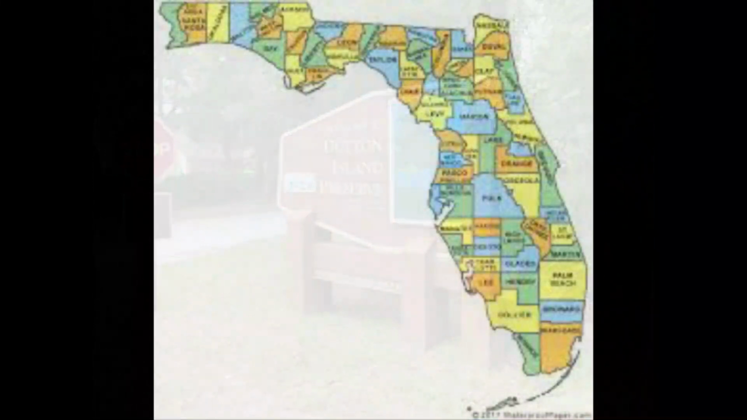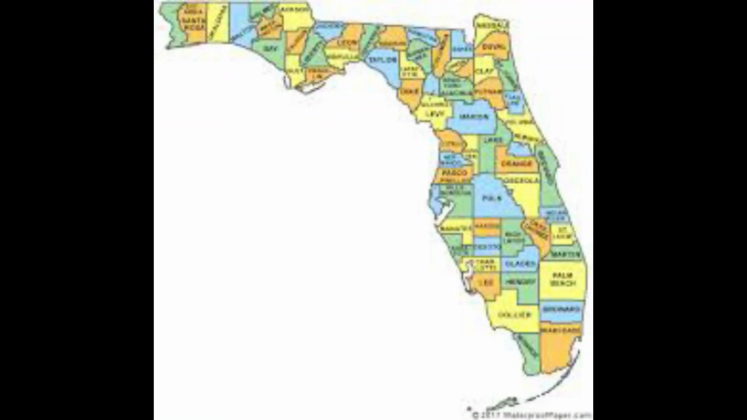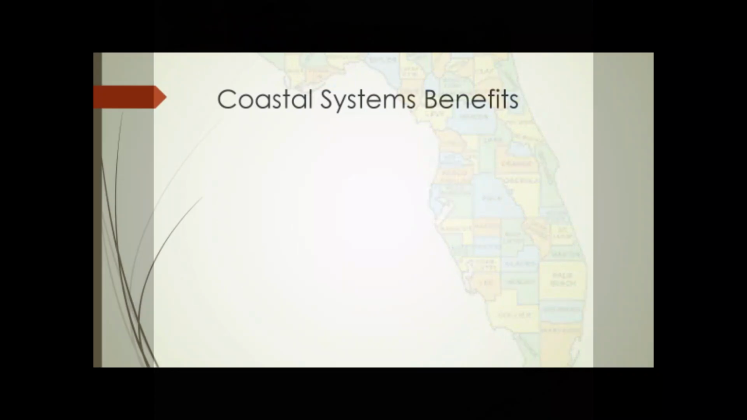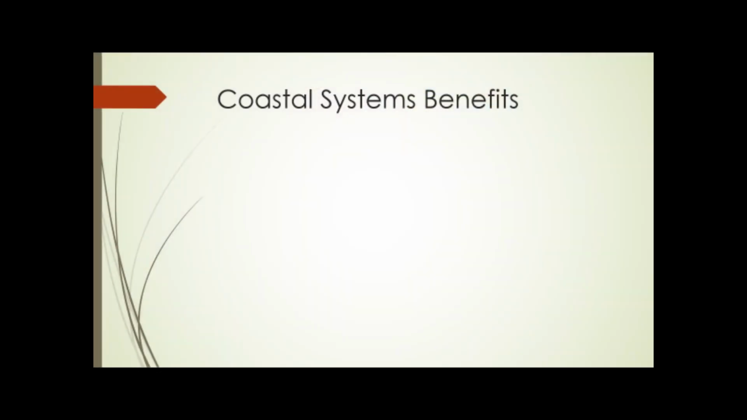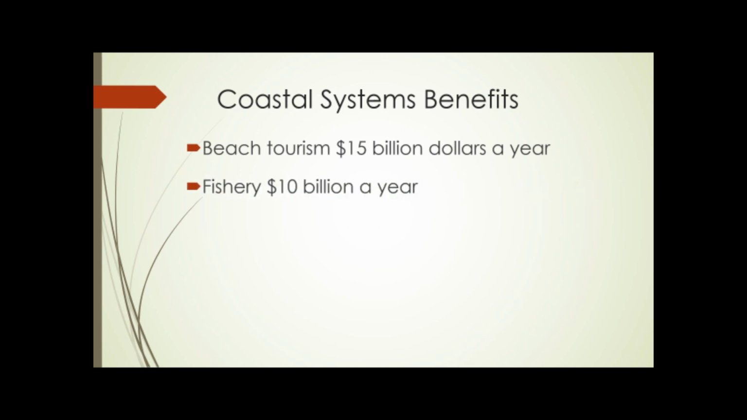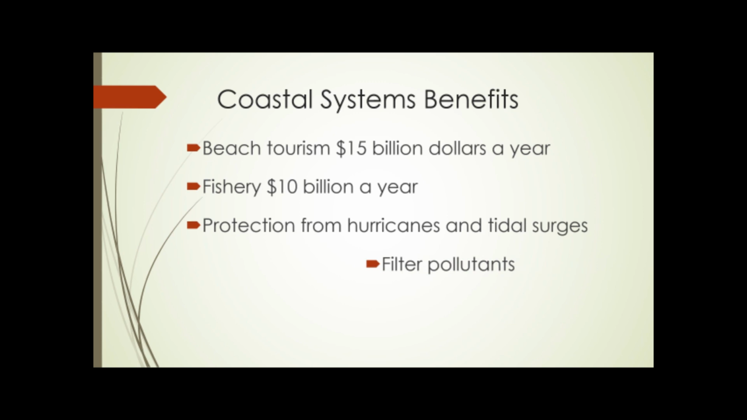Coastal systems are very important to Florida. Of 67 counties, 35 are coastal, and they support 77% of our population. Beach tourism generates $15 billion per year. Our marine fishery is worth $10 billion per year. Barrier islands protect the mainland from direct effects of hurricanes and tidal surges, and estuaries filter pollutants and buffer winds and tides. With the rising sea levels, these services become even more important.